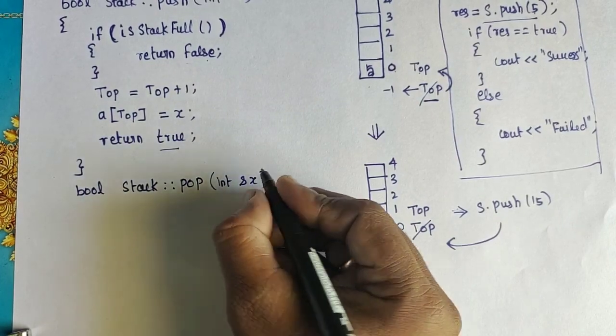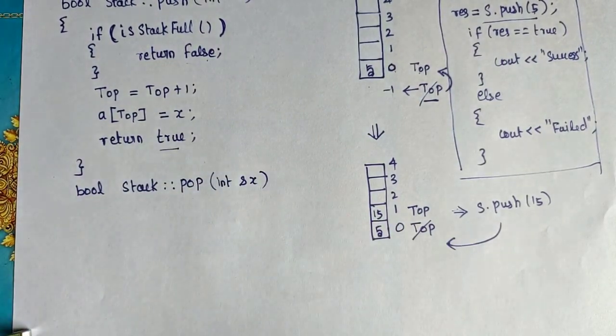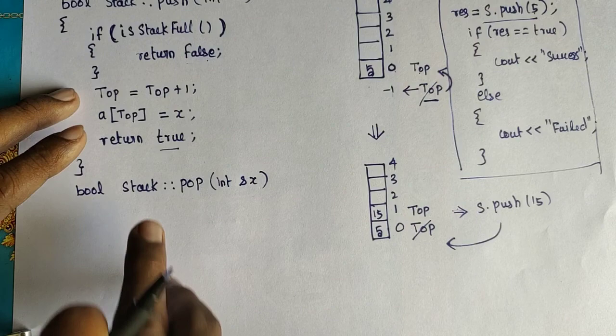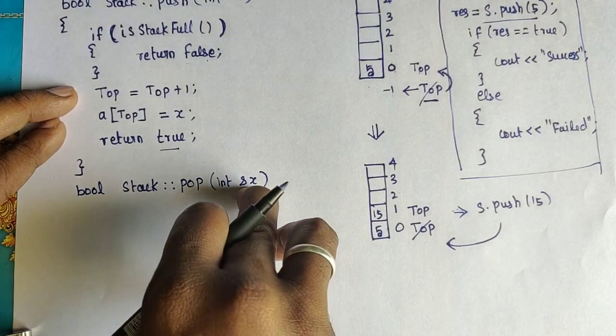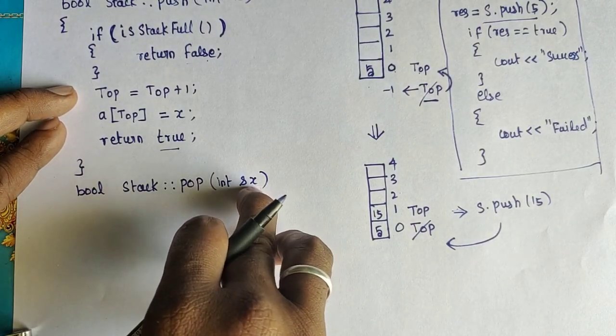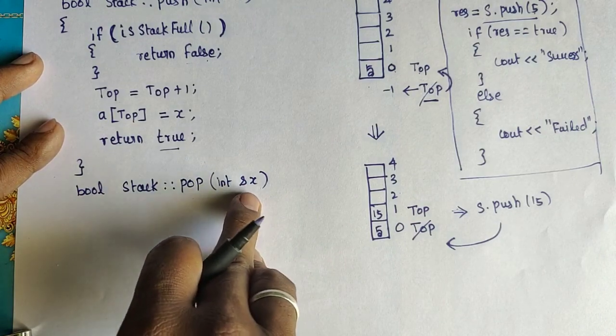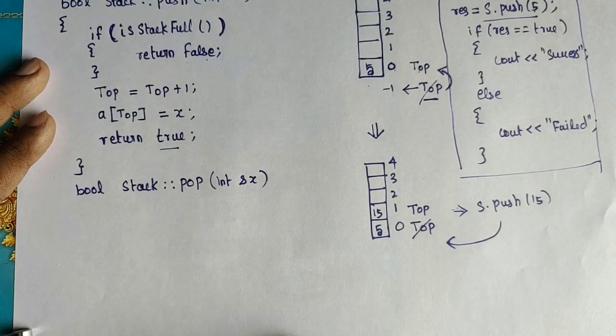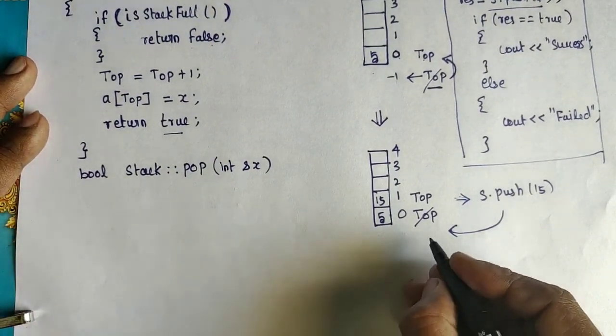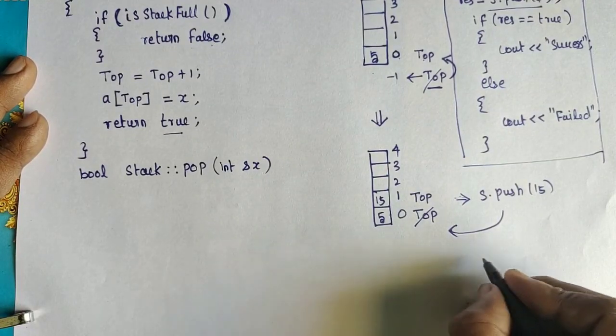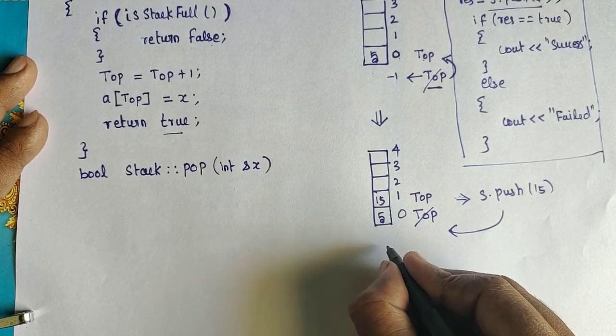So ampersand x means the x is the output variable. Output variable means this function is going to update the x value. It is not an input, it is an output. The pop is going to update the x value from here. Okay, so by the time you are calling it now, this is the stack status.